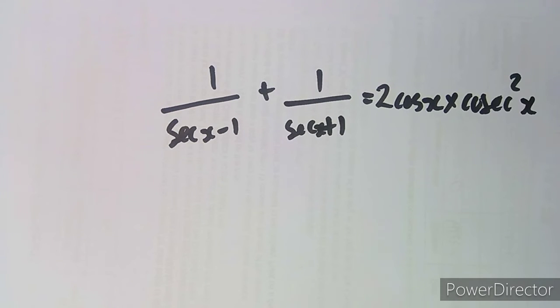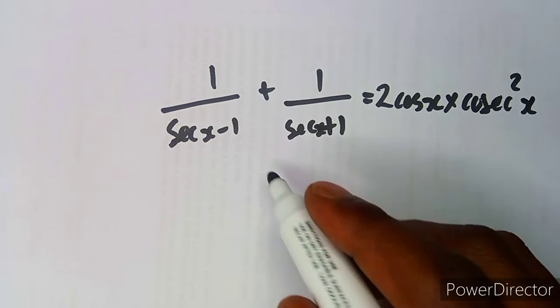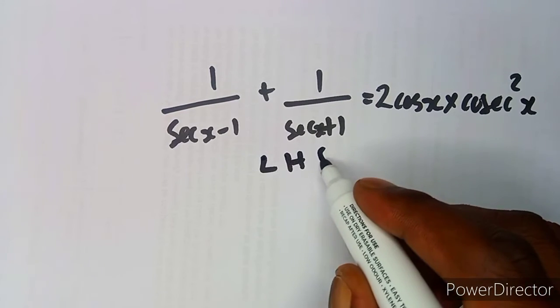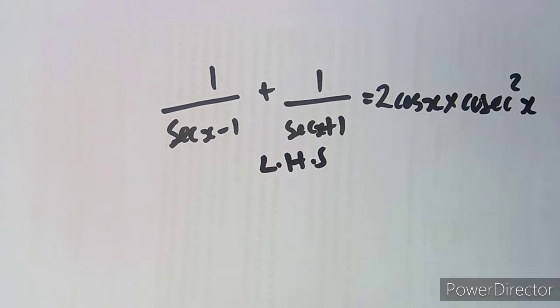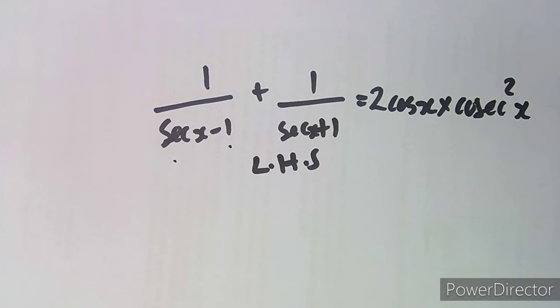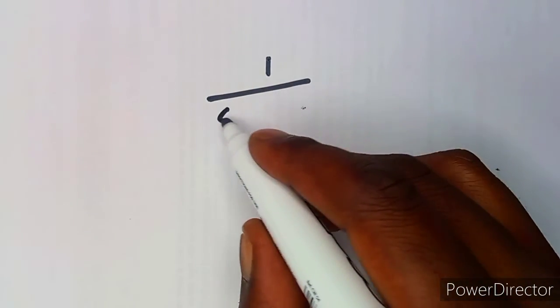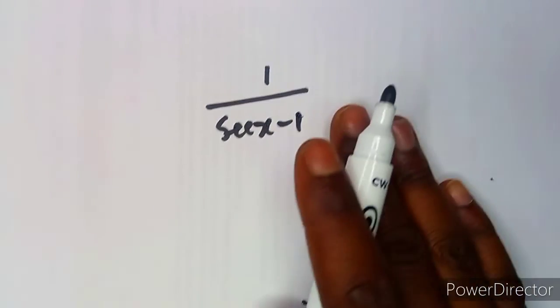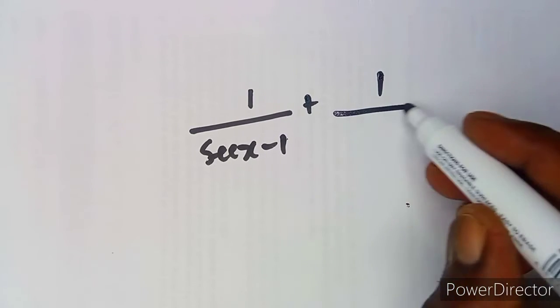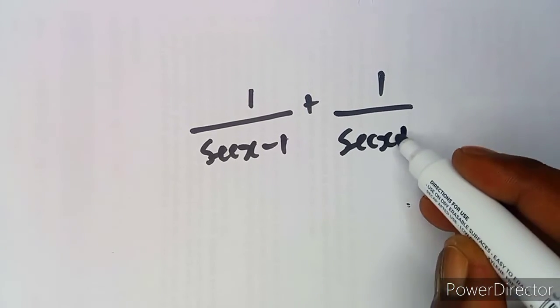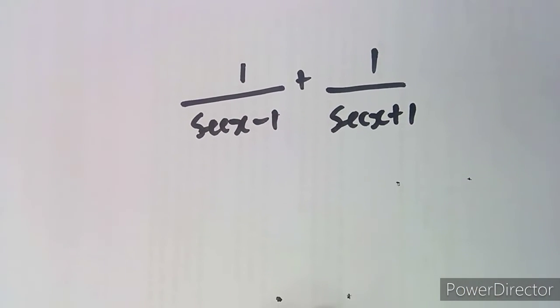So remember that when you are working with identities, to prove a certain identity, you have to choose a certain side that you are going to work with. So in this case, I'm going to choose working with the left hand side. So we want to prove from the left hand side that we are going to obtain what is on the right hand side. So if we choose the left hand side, we are going to have 1 over sec x minus 1, plus 1 over sec x plus 1. That is what we had on the left hand side.